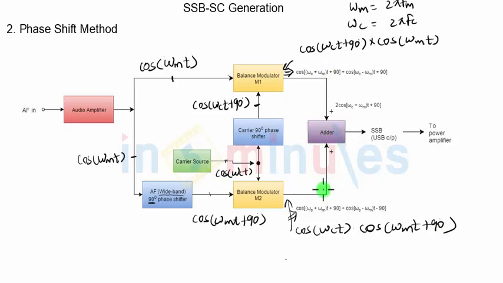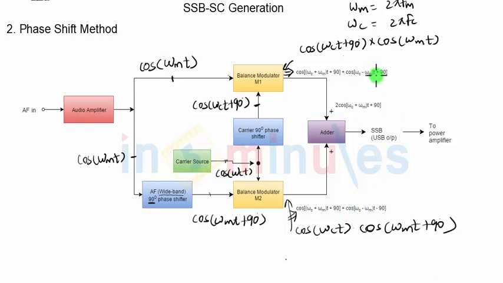When you add the outputs of both the balance modulators, you can see that cos((ωc + ωm)t + 90) is the common term in both the outputs, and hence it will be added and it will become 2 cos((ωc + ωm)t + 90). When you try to add the second term, which is in the form of ωc − ωm, let us see what is going to happen.